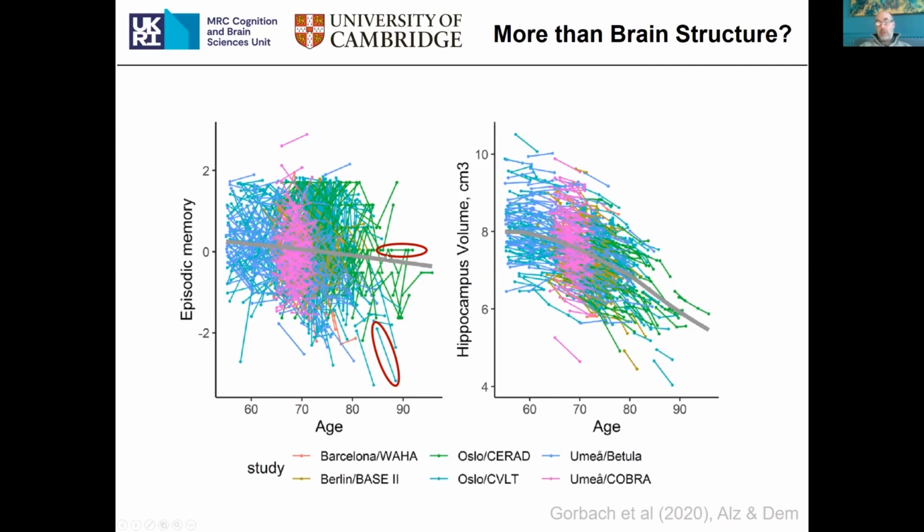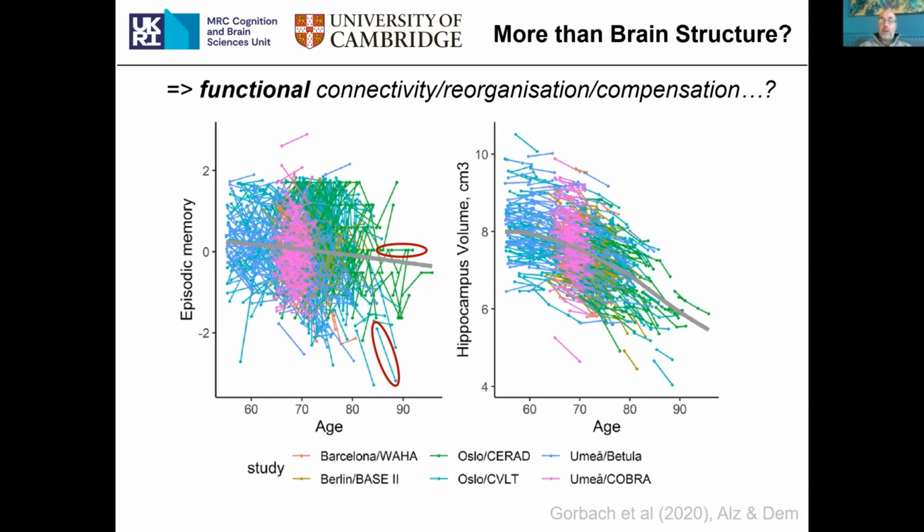Now, some of this may just be measurement noise, but in general, we see this pattern a lot, where some people can maintain their cognitive abilities despite the structural brain changes I showed you earlier. This is sometimes called cognitive reserve. But it suggests to me that there are other things beyond brain structure, or brain volume measured by MRI at least, such as functional activity or functional connectivity or reorganization or compensation that explain this more complex relationship between structural brain changes and cognitive ability.